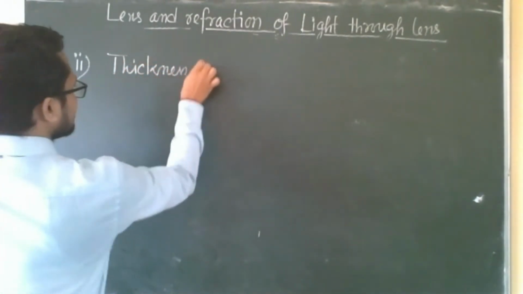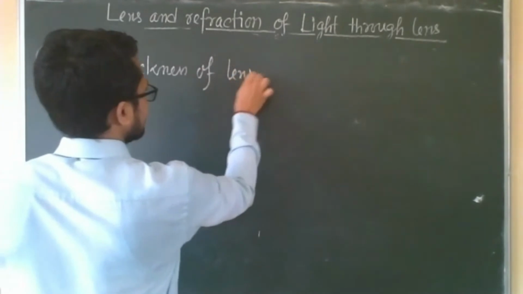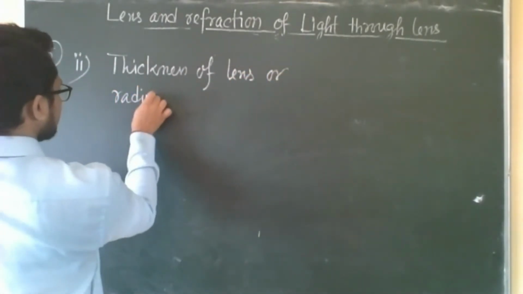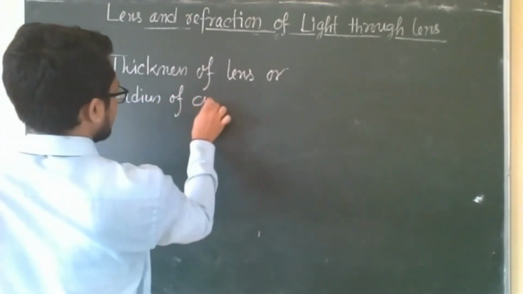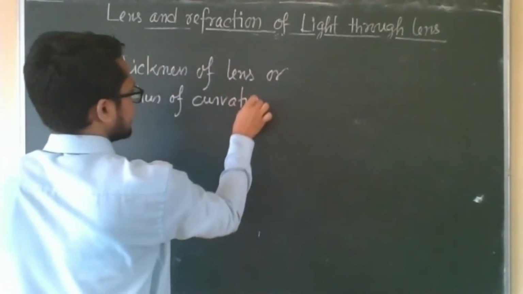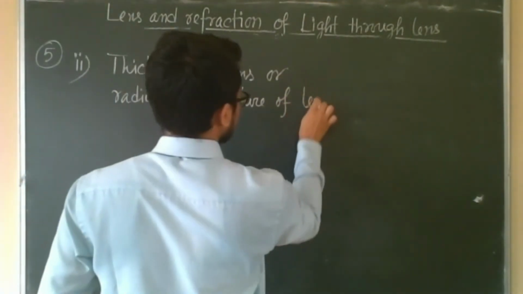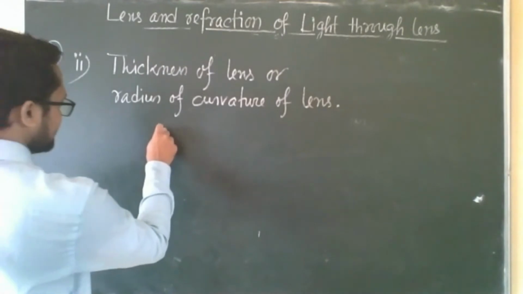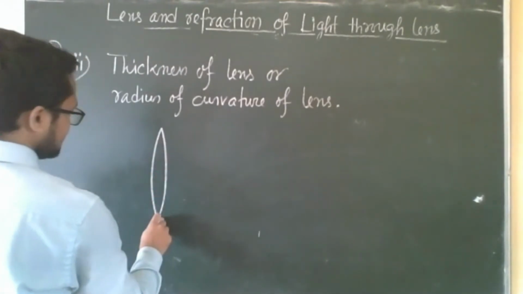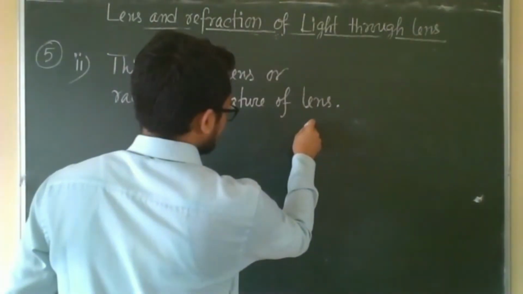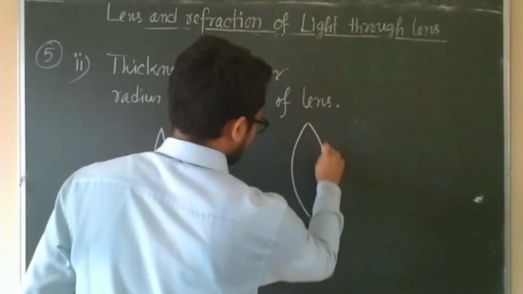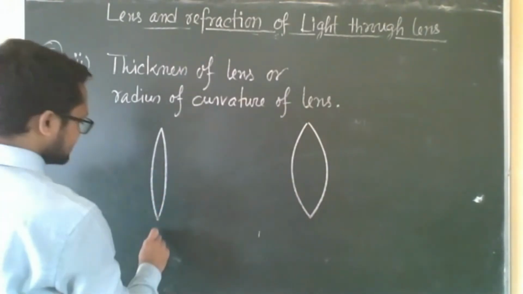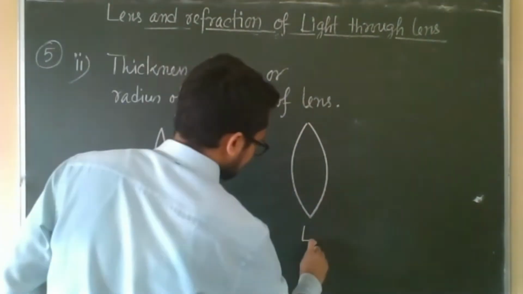Thickness of lens, or we can say radius of curvature of lens. That means two radii of curvature. If we take one lens made of the same material but thick, suppose this is L1, lens 1, and this is L2.